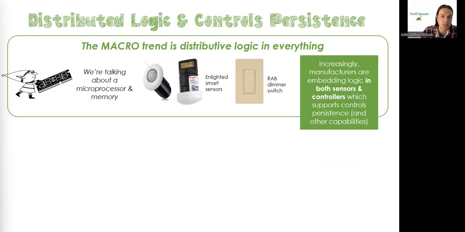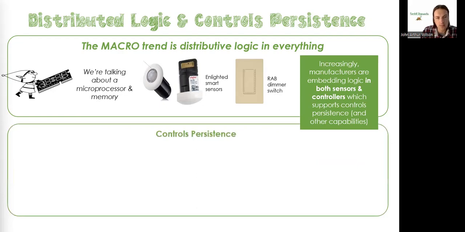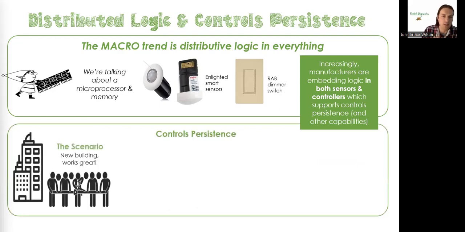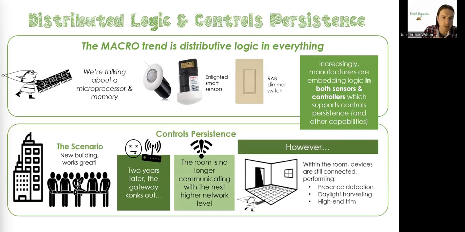And maybe most importantly, it leads to this other outcome that was referenced in the definition I gave of luminaire level lighting controls, when I said it needs to have controls persistence. And having embedded logic in these devices is really what allows that to happen. So when I say controls persistence, here's what I'm talking about. Here's the scenario: new building, works great, right? It's like, oh, nice network, it'd be a shame if something happened to it. It works good, but then 2 years later, the gateway conks out.